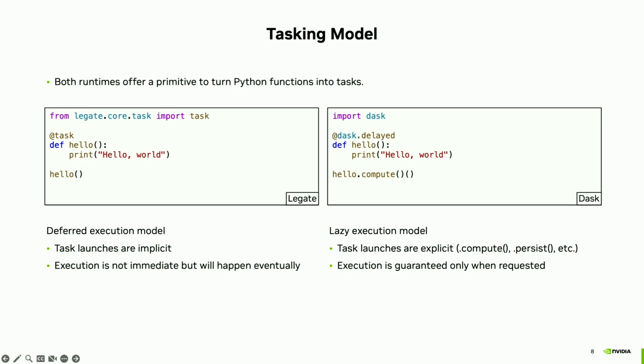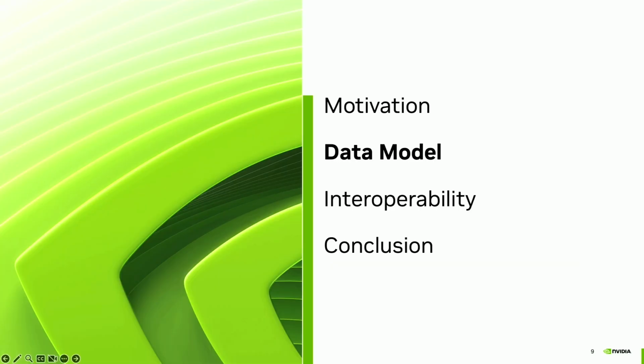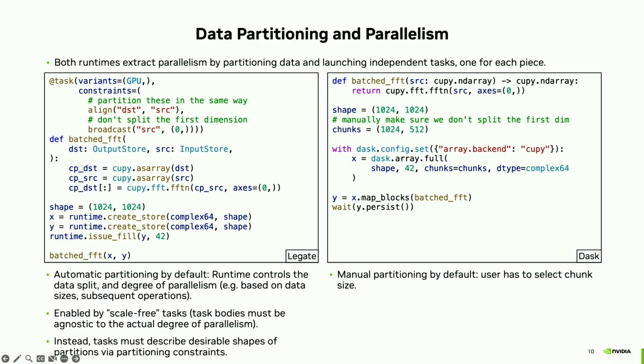There's some minor details, some fun details about what the execution model is, that are mostly not as relevant, but bear mentioning. So Legate, the moment you launch something, it starts executing, whereas Dask builds up the entire graph, and then you have to ask it to execute. Just an interesting detail. But onto more interesting things.